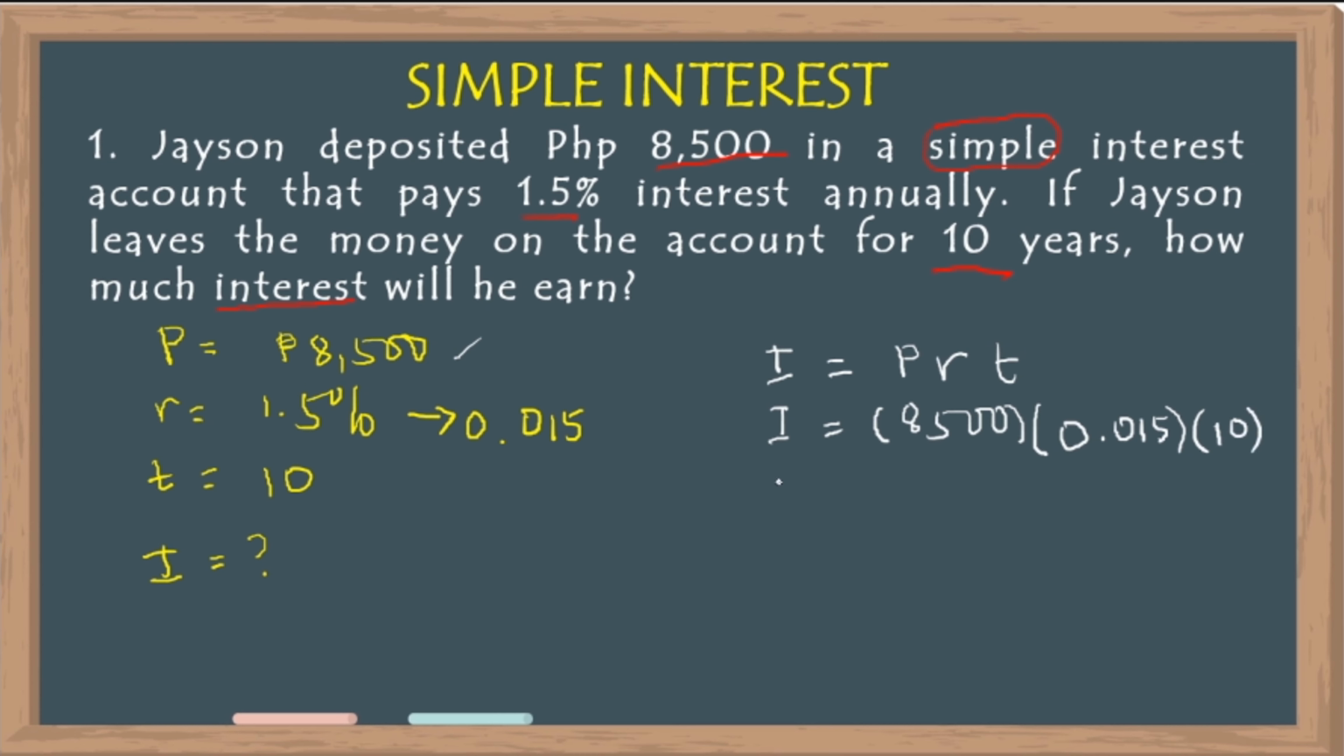So, ang gagawin lang dyan, multiply mo lang yung tatlong numbers na yan. So, pag kinalculate natin yan using calculator, ang lalabas dyan ay 1,275 pesos. So, that is now our interest, yung tubo natin. That's the answer for number 1.